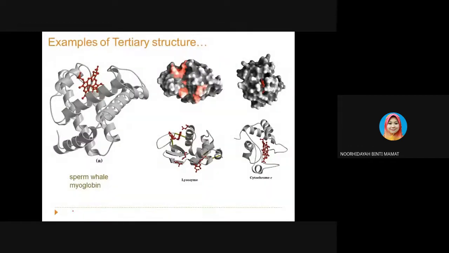So this is the figure of the structure of a tertiary structure protein. For example, this is the sperm whale myoglobin. This is the three-dimensional structure of the entire polypeptide, which has the interaction between the R groups, right?